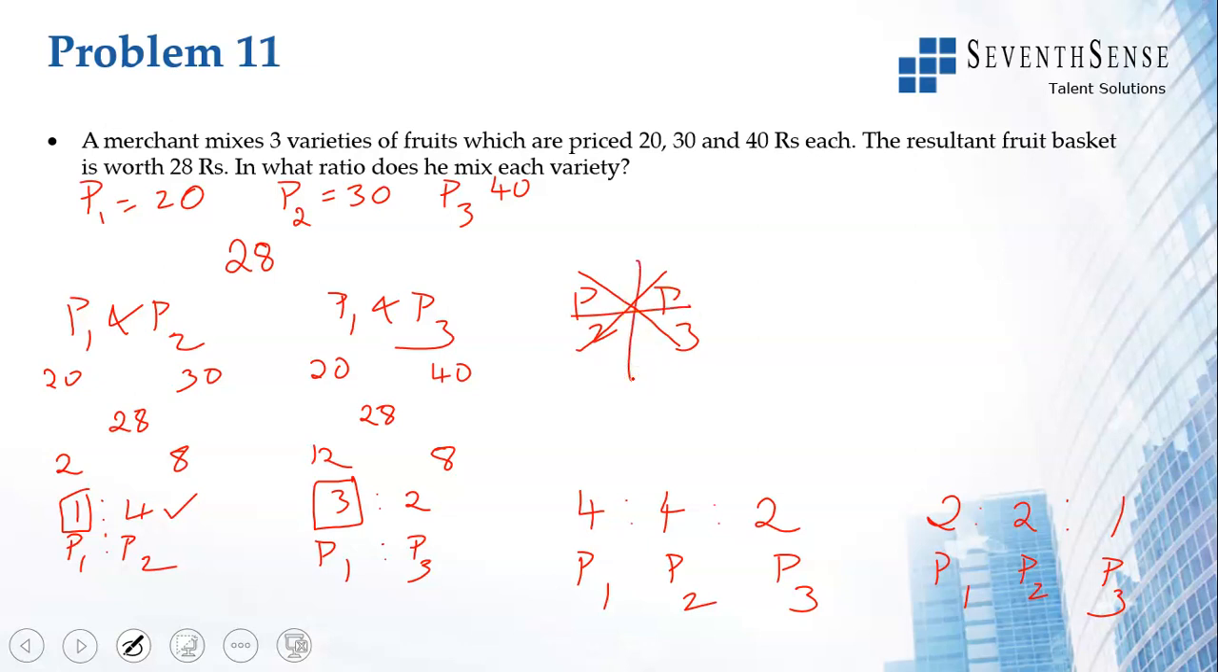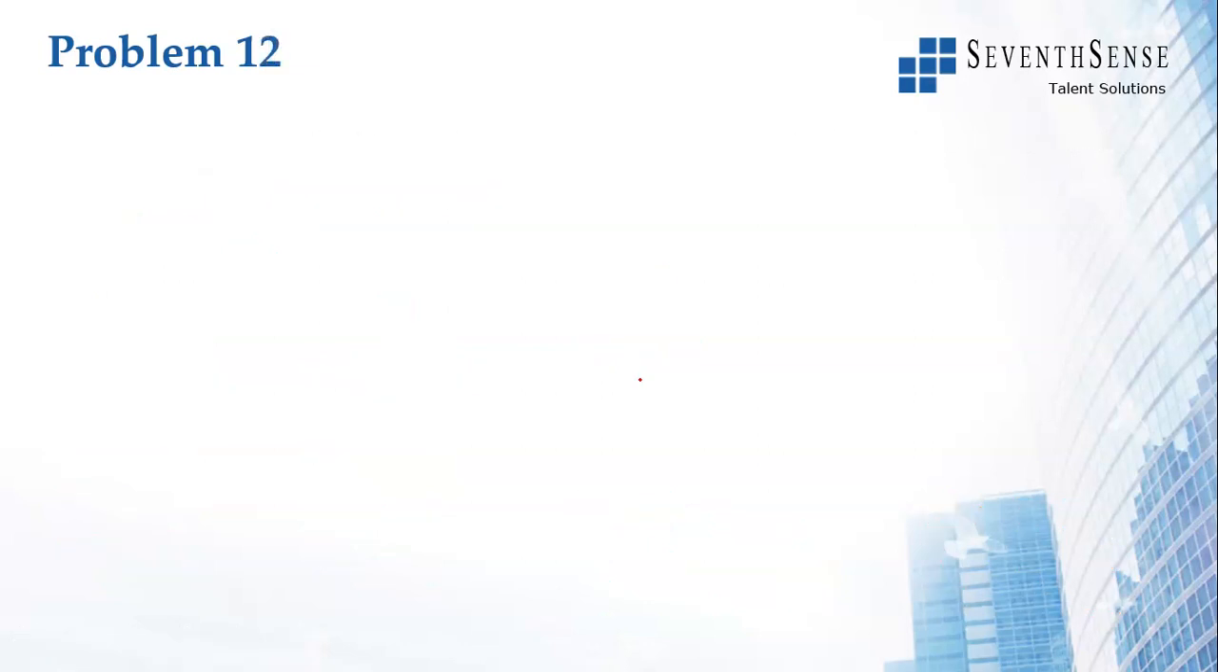Then you calculate for P1 and P2 with the mixture price 28. You find that ratio. Then you find the ratio for P1 and P3, and then you do P1 is to P2 is to P3. P1 is to P2 we have gotten as 1:4, and P1 is to P3 we have gotten as 3:2. Then when you have to do P1 is to P2 is to P3, you add whatever is repeating. Here P1 is repeating, so you add 1 and 3 and you get the answer as 4. So the ratio is 4:4:2. It is 2:2:1. Remember this when you have to do mixtures of three varieties.